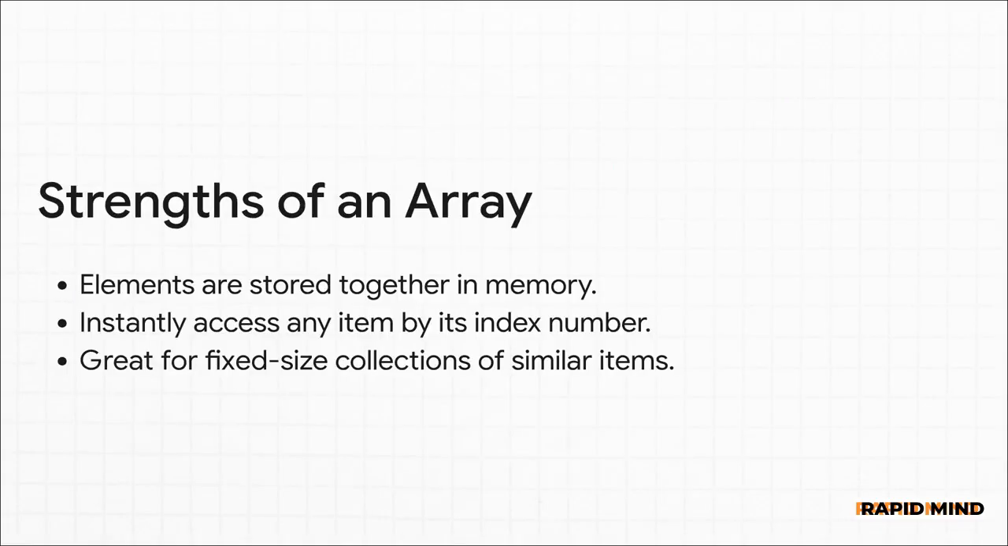Now, the reason arrays are so incredibly fast is because all their items are stored literally side by side in the computer's memory. This means the system can just calculate the exact address of any item. If you need the 5th thing in the list, bam, it jumps right to it. This makes arrays absolutely perfect for collections that aren't going to change size all that much.